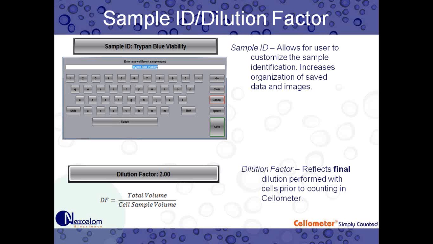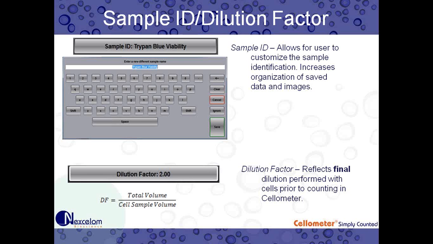So back to the sample ID and dilution factor. I know we already talked about it a little bit, but I'll go on about it more. The sample ID is very useful for organizing your data. Each sample is customizable for easy identification between samples and to allow you to easily catalog and recall your images.